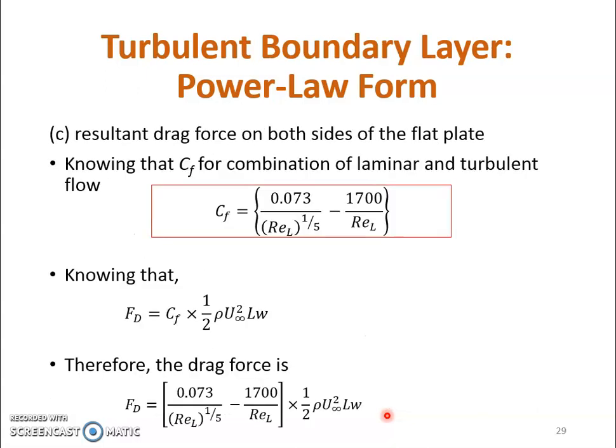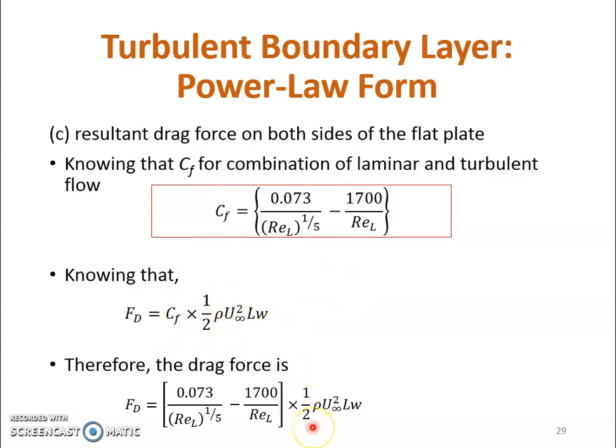The next part is to get the drag force. In order for us to get the drag force, we need to know the CF. This is the combination flow, so you should use this equation. If they didn't ask you to derive, you don't have to derive, you just use the equation and substitute the values given. Because you know this is the ReL, this is the CF equation. To get the FD, you have to multiply with another part of this equation.